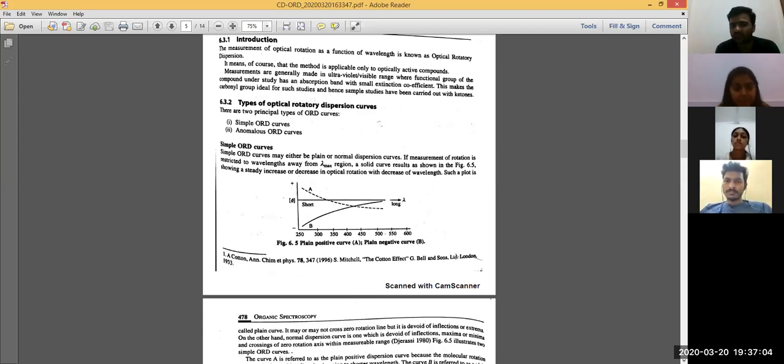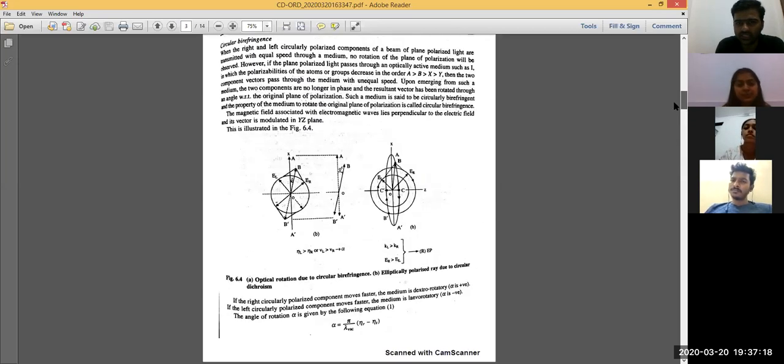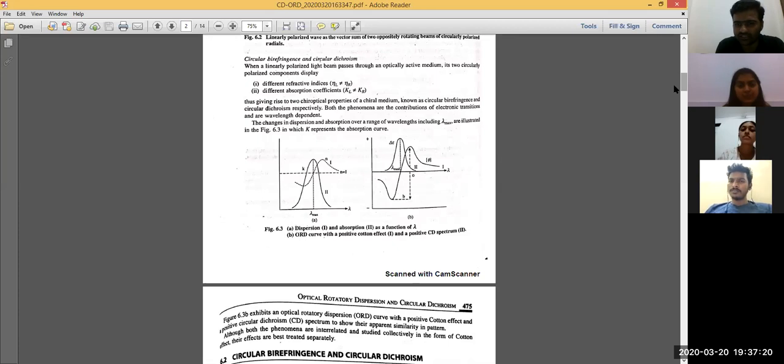Now this is one of the applications of plane ORD curves. These are called plane ORD curves, right? Now, when will you call an ORD curve a plane ORD curve? When there is no anomaly like you see over here. Is this an anomaly?